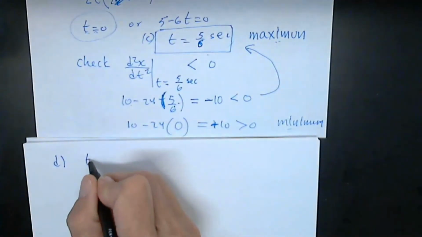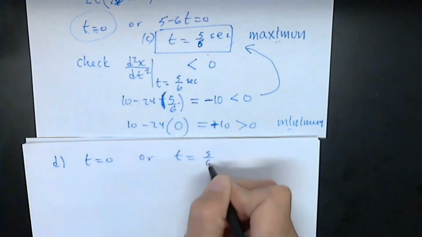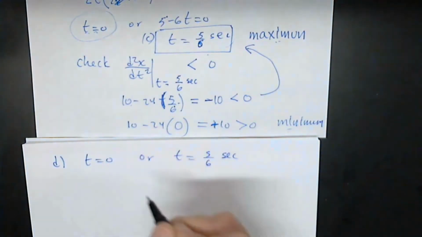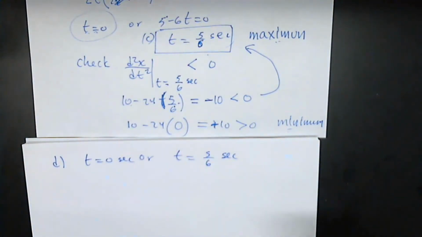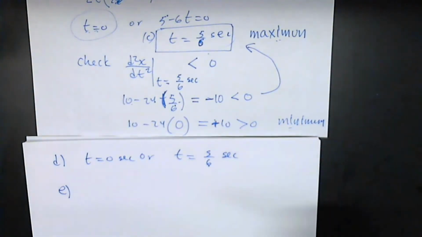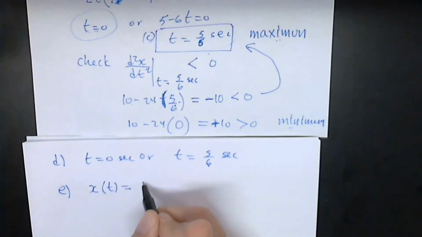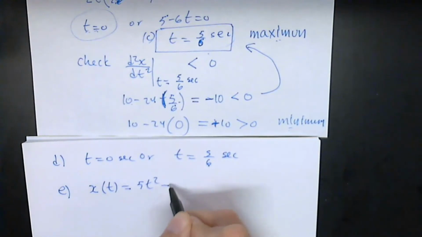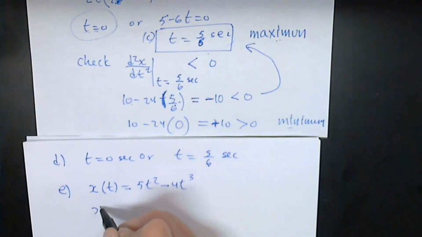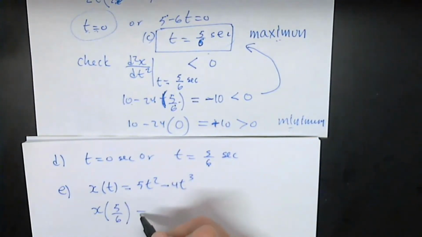At t equals 5 over 6 seconds. And part E, what is the maximum? So you know it happens at 5 over 6, but what is the maximum? How many meters? So you just use x of t and you evaluate at that time, at 5 over 6.